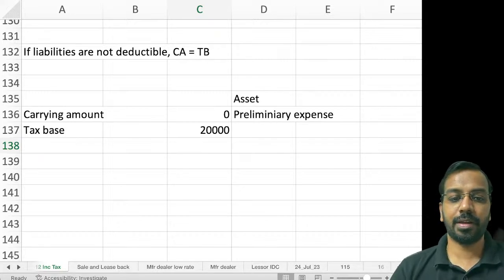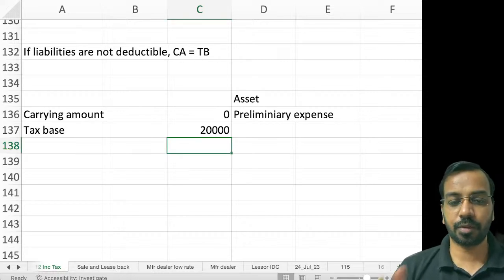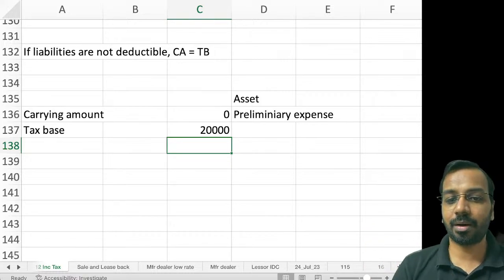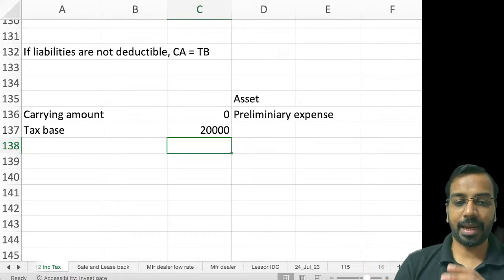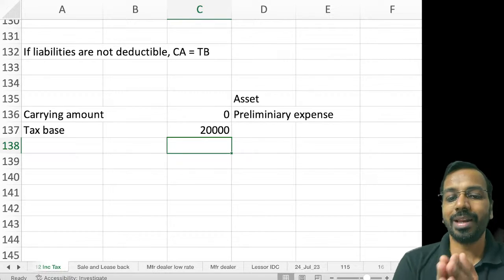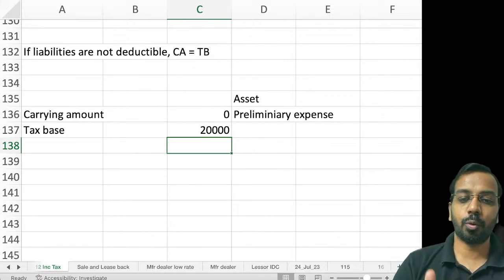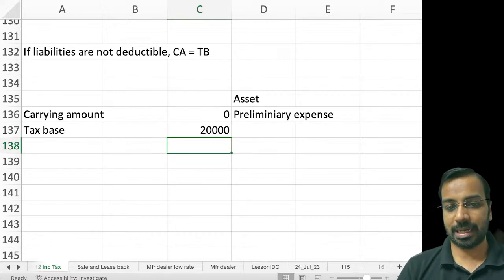So we'll continue from where we left in the previous session on deferred taxation. In the previous session, we understood the meaning of tax base. We understood the meaning of carrying amount, and the differences between these two will give rise to deferred taxation. Now, the difference can lead to a deferred tax asset or a deferred tax liability, right?